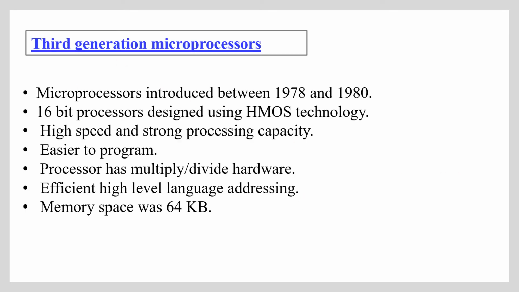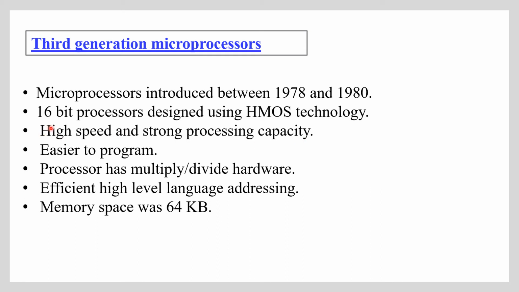As the advancement progressed, in the third generation Intel introduced a 16-bit microprocessor, the 8086, in 1978. It was followed by Zilog Z8000 in 1979 and Motorola 68000 in 1980.